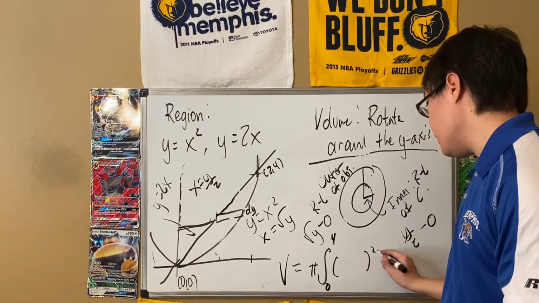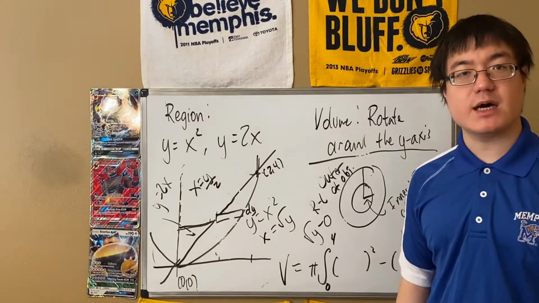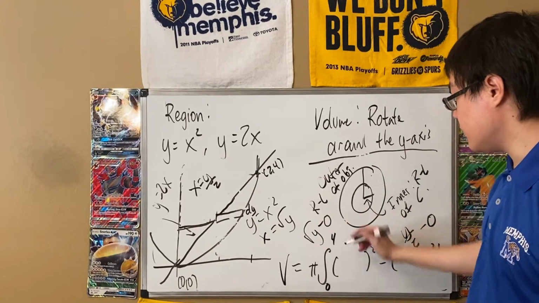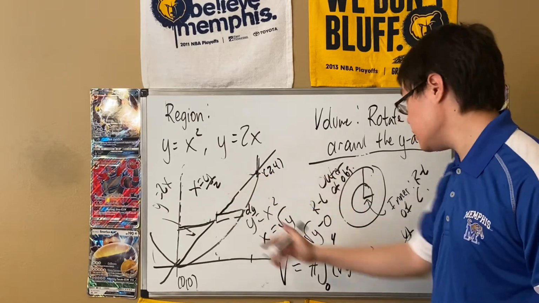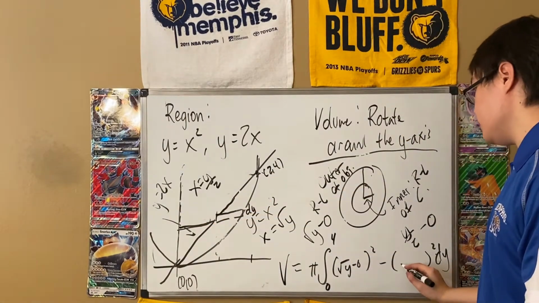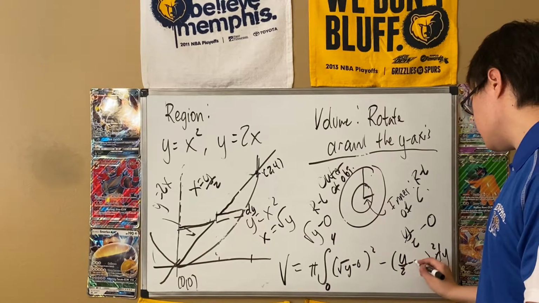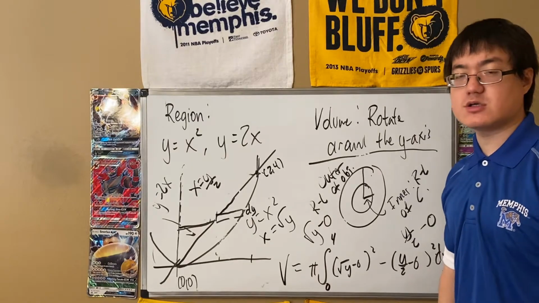Then we're going to do outer squared minus inner squared. And even if we were doing right minus left instead of top minus bottom, it's still the same thing. So right minus left, this goes here. This was the outer, the entire object. And then the inner was just the connector. So it's going to be y over 2 minus 0. And then we do have squares. Outer squared minus inner squared. So that's how you do washer questions.